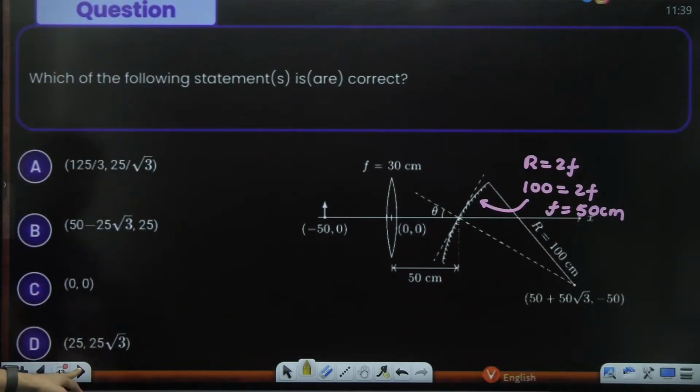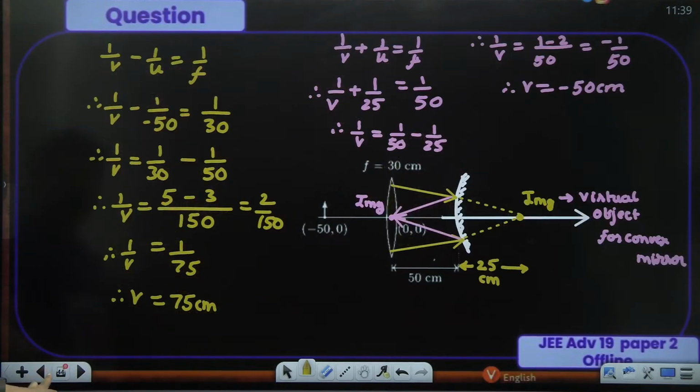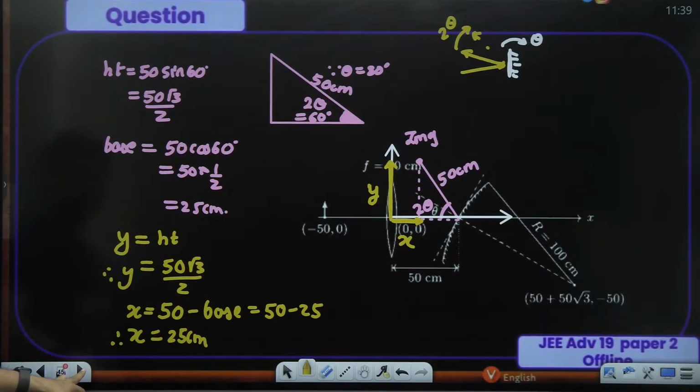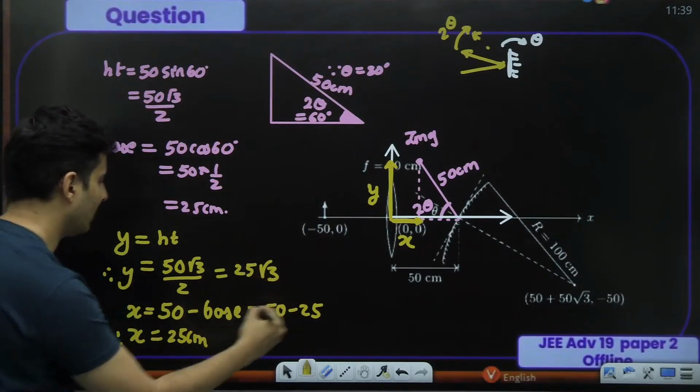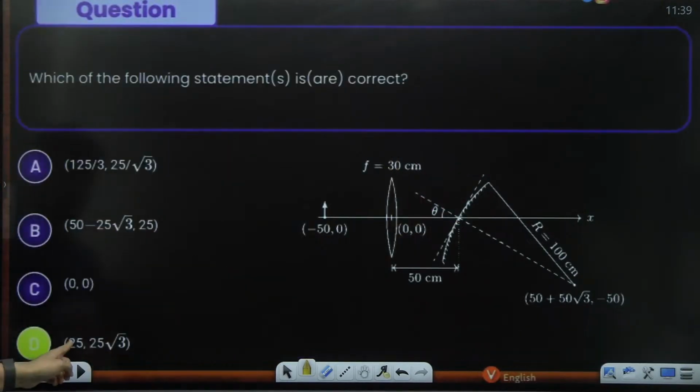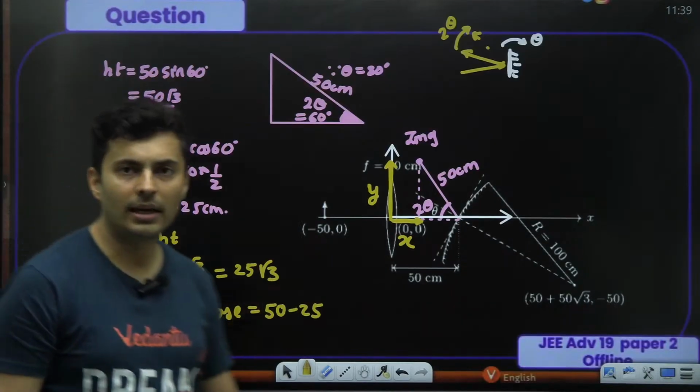25 and yes, just check it out. Where is it? Yeah, 50 root 3 by 2, which I think I can just put as 25 root 3. Perfect. So I think we have got the answer. 25 and 25 root 3, which is D option. Perfect. Yeah, done and dusted.